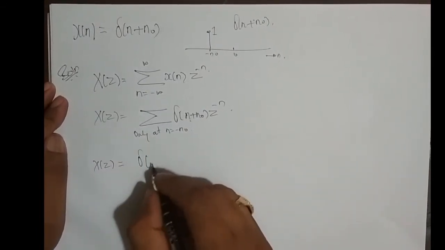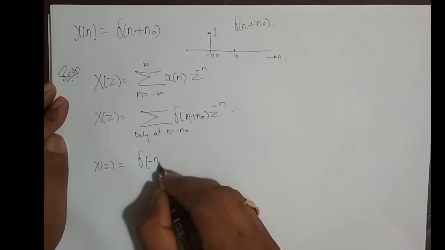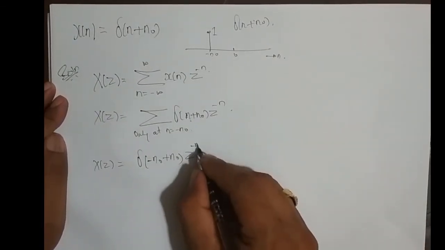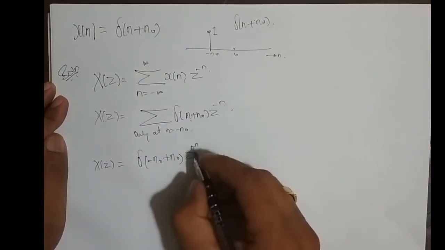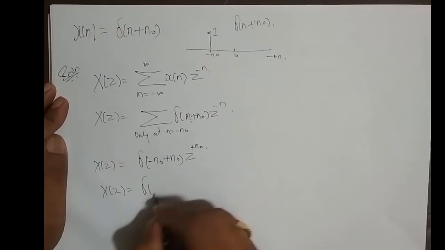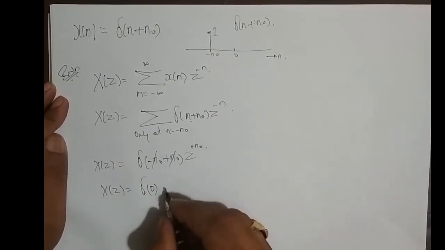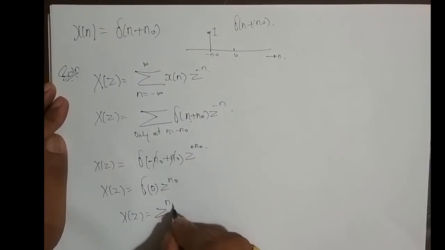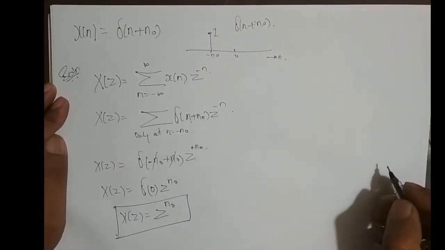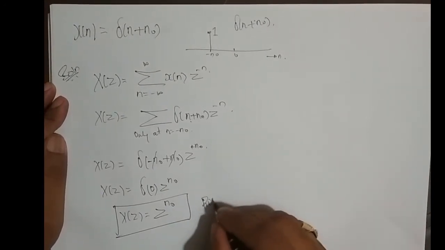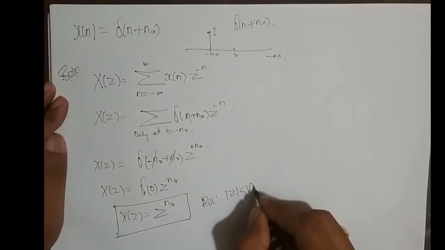What do I get? Delta of, so n is minus n naught, plus n naught, into z power minus n, where n is minus n naught, and minus into minus is plus, so it is plus n naught. So x of z is equal to delta of, so minus n naught cancels out, z power n naught. So x of z is equal to z power n naught. So this is the z transform, and its ROC is magnitude of z is less than infinity.